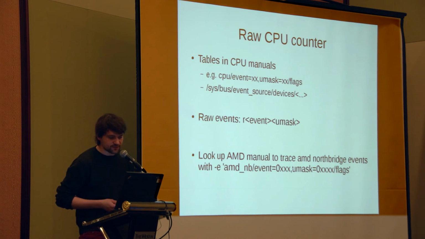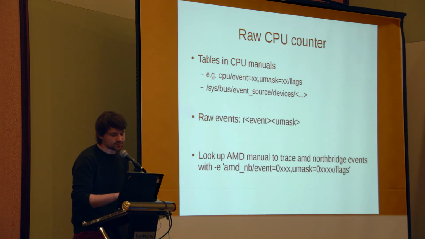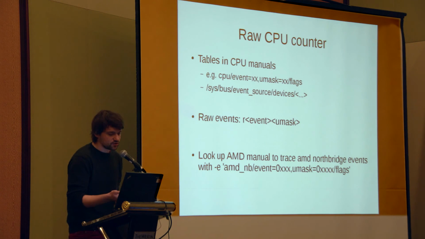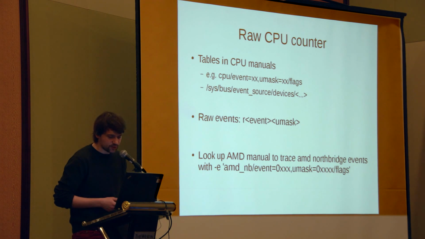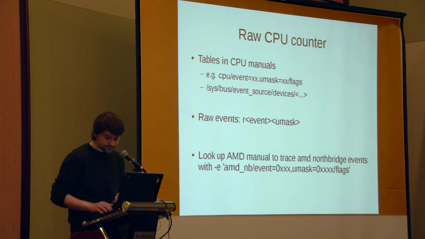You can also specify raw events. I don't have any good examples for that right now because perf mostly covers all cases for Intel CPUs, and AMD CPUs are also specified pretty easily, just looking up the tables in the manuals and using this AMD_NB for Northbridge, and specifying the event and the mask value and the flags, like kernel only.